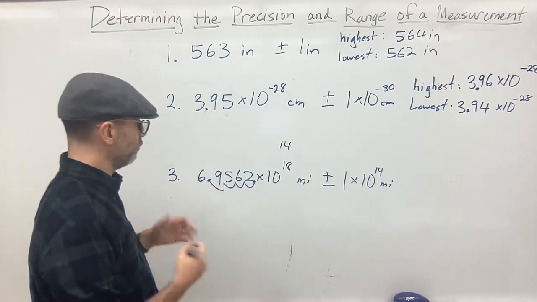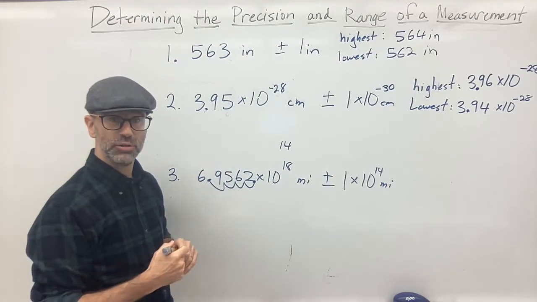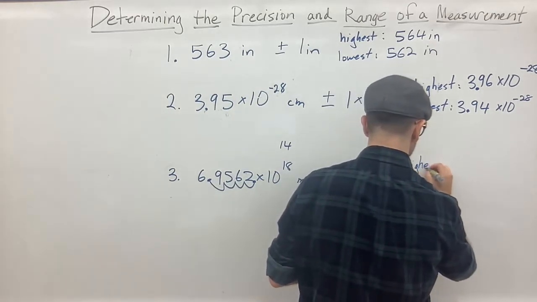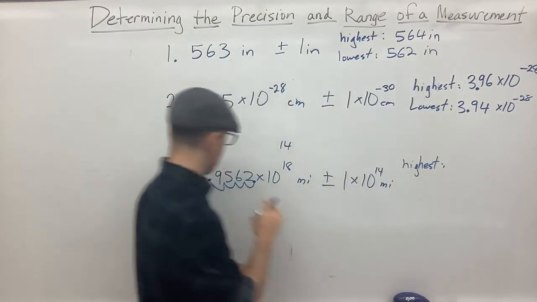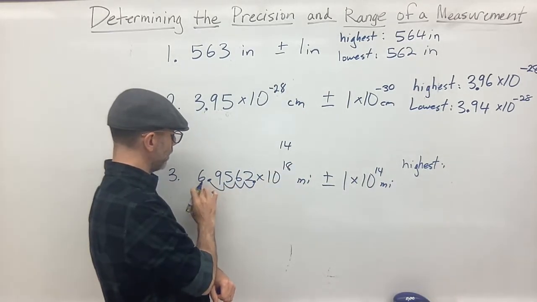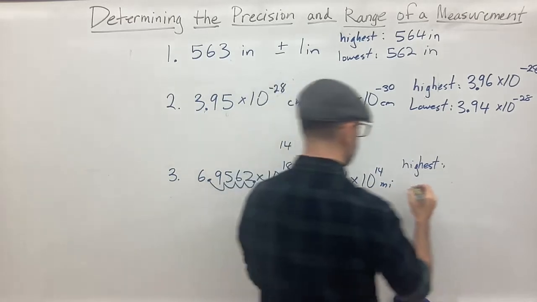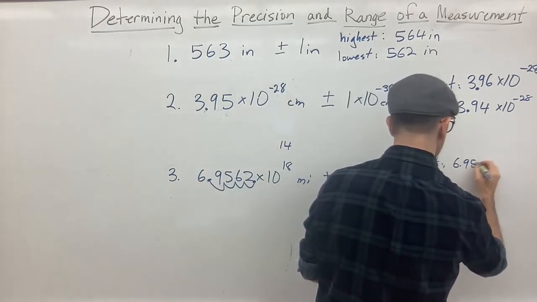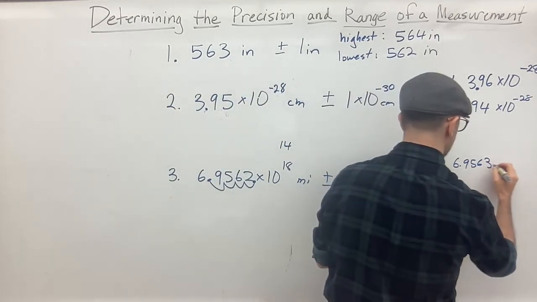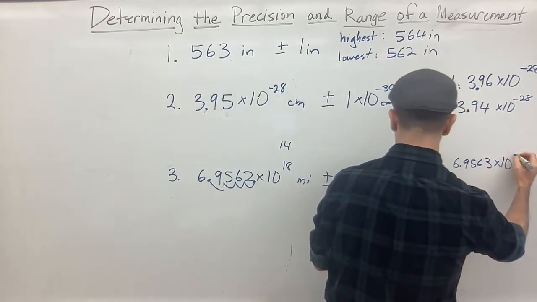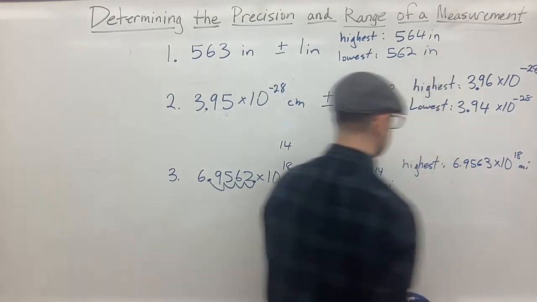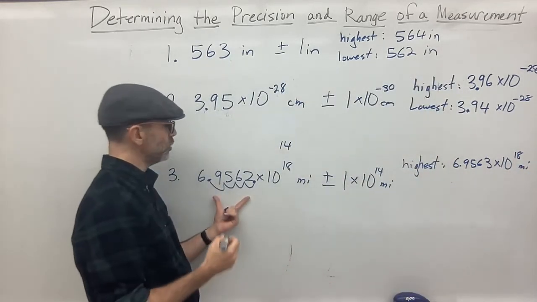Now I can figure out the highest and lowest value of my range. The highest value is, again, I add plus 1 to this. I keep the 18, right? So it's 6.956, and then I add 1 more to that. So 3, and then it's times 10 to the 18 miles.